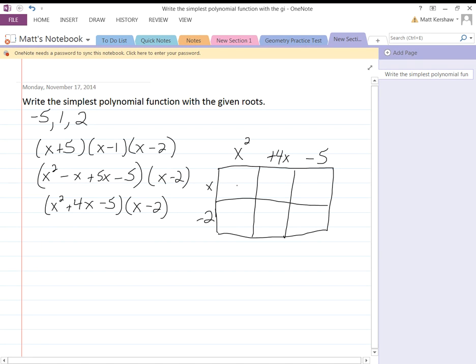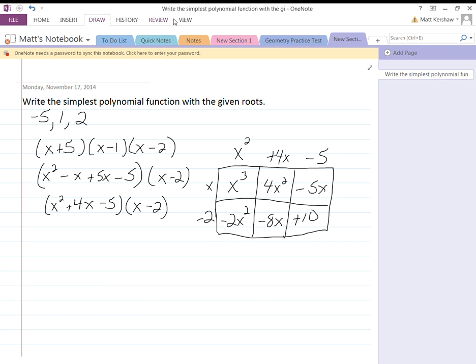X times x squared is x cubed. X times 4x is 4x squared. X times -5 is -5x. Now multiply the -2 times the x squared. -2x squared. -2 times 4, -8x. -2 times -5 is positive 10. Now we're going to combine these, and notice we have the x squared terms that are going to combine, and the x's that will combine.